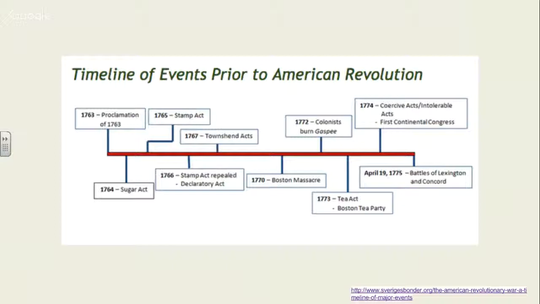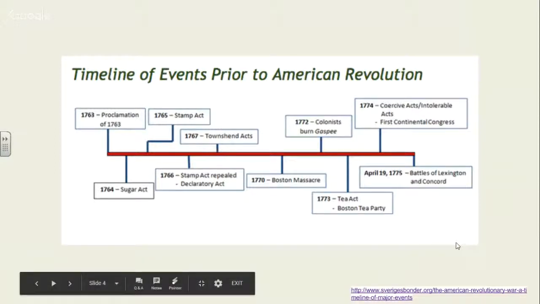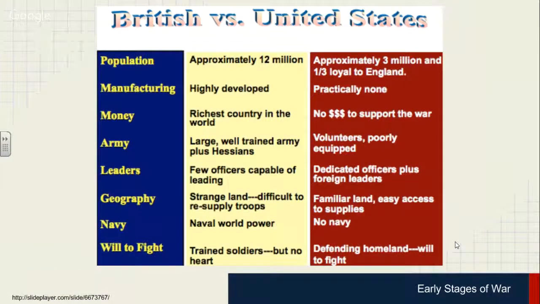And then one of the things that also results from that is, of course, the Boston Tea Party in 1773, which in turn results in the Intolerable Acts, and then the First Continental Congress, which decides to reconvene the following May. But before that happens, of course, we know that the troops meet in April 1775 in the battles of Lexington and Concord. So let's talk real quick about the situation between the British and the United States.